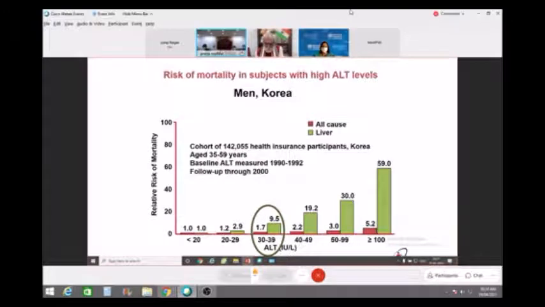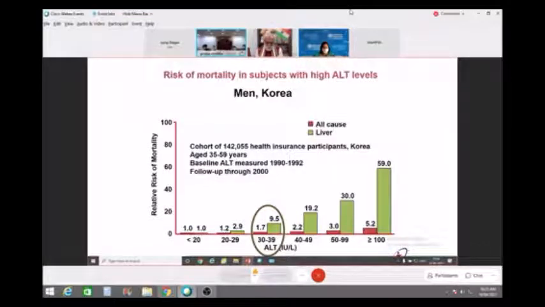Now this is a very key slide from Korea where 1,42,000 health insurance participants were followed for 10 years, from 1990 till 2000. If you see those who had the liver enzyme SGPT less than 20, the red is all cause death and green is liver death. If it is less than 20, they are equal. But as the SGPT increases, all cause death increases 1.7 times and liver related deaths increase 9 times.